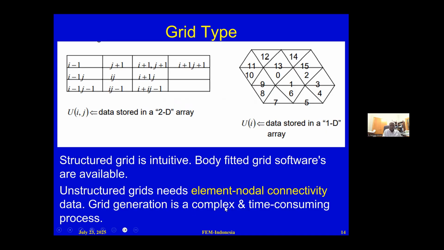If the geometry is very complex, grid generation is a complex and time-consuming process. In many major projects, developing the grid is a challenge, and people in aeronautical and automobile industries talk about complex geometries. They may even take months to develop the grid. So that's a major complication.